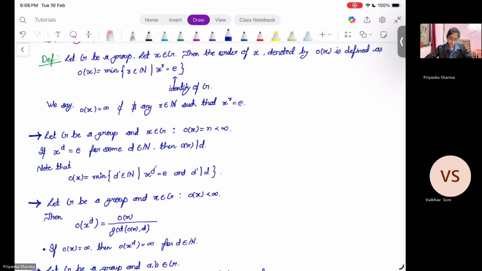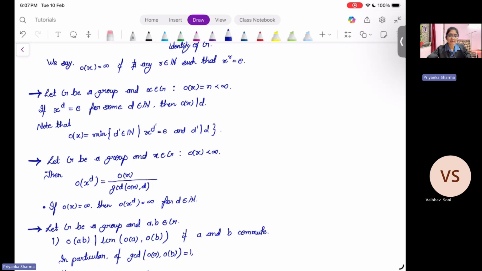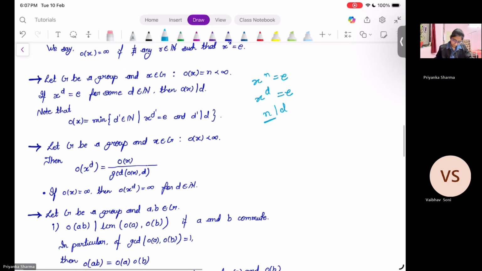So this is basically saying that if you have a group and an element in it, then the order of the element will be the least positive natural number, say r, such that if you take x to the power r, then you will get the identity element of the group. Okay. So let G be a group and x be an element in it with finite order. If the order of x is n and if x to the power d is the identity, we are saying that the order of x is n, that is, x to the power n is the identity. So whenever you have x to the power d is the identity, then this n will divide d. Why? Because n is the least such natural number.